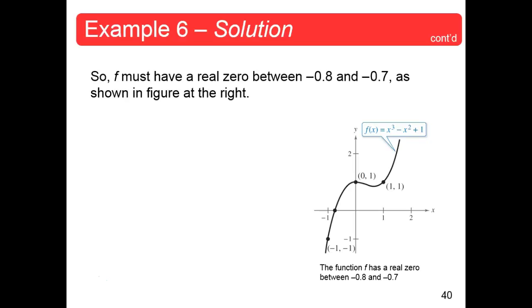Number B, blank is a factor of the polynomial f of x. Say again? X what? X minus a. Perfect. Okay, sorry, my hearing's so bad. That would be a factor. Okay, number C. A 0 is an blank of the graph of f. Intercept. Yes, an x-intercept of the graph of f.